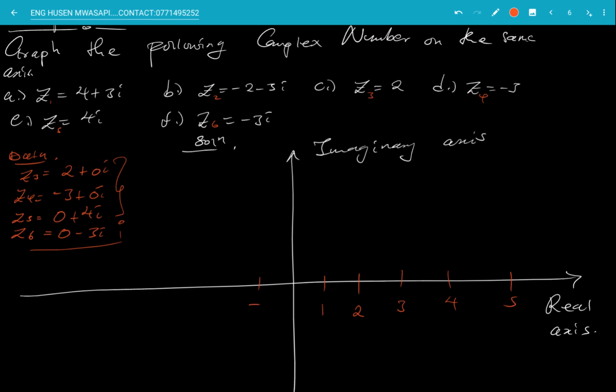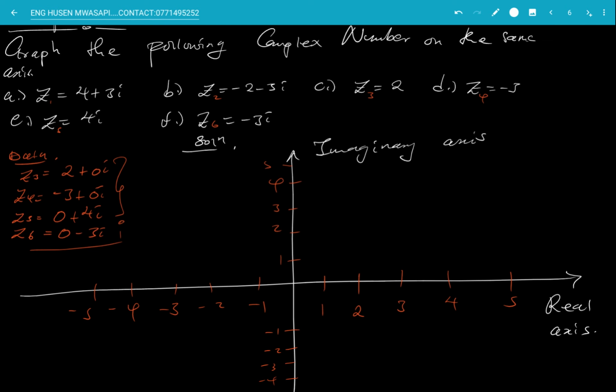This side we have -1, -2, -3, -4, and -5. This side we have 1, 2, 3, 4, 5. We have -1, -2, -3, -4. So we'll just stick with -4.